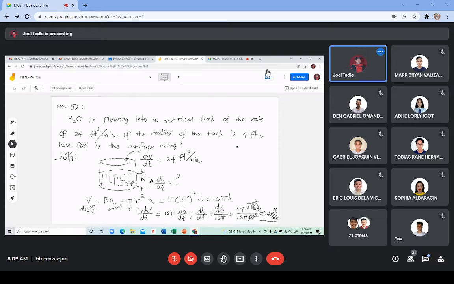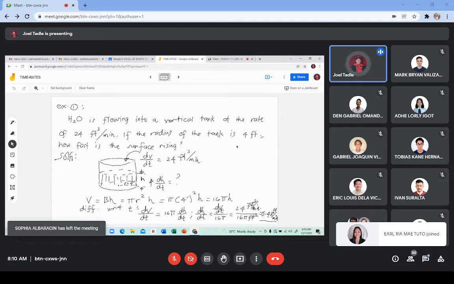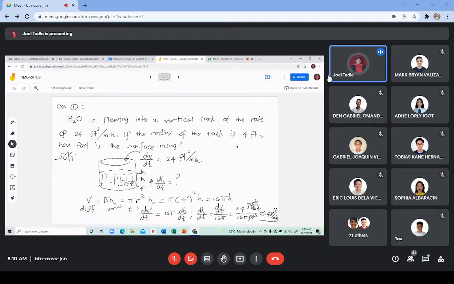So it means that what we are looking for here, guys, is the rate of rising of the water. How fast? The height of the water is h, so the rate is dh over dt. How fast is the surface rising? Of course, when we put water in the tank, the water will rise. What is the rate of rising of the water? That is what is being asked: how fast is the surface rising?